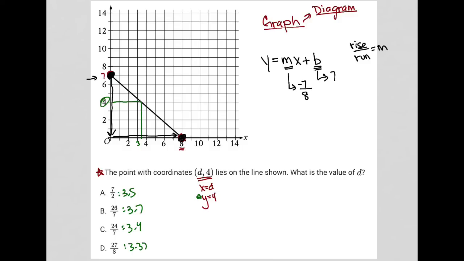And based upon this, I know that my y value is 4. So I pretty much have everything that I need, and I know that x is equal to d, right? So I can replace x with d. Let's start replacing these letters with actual numbers.